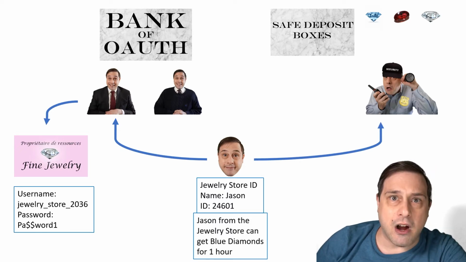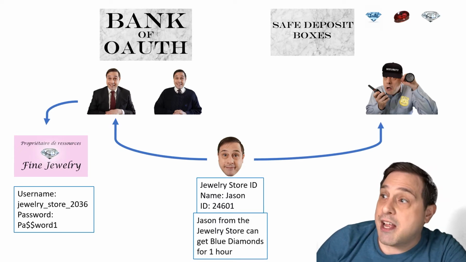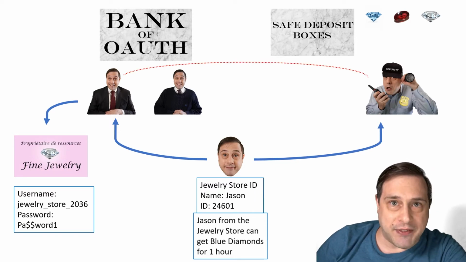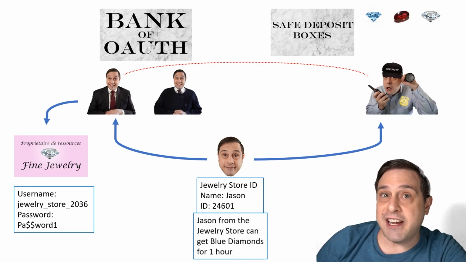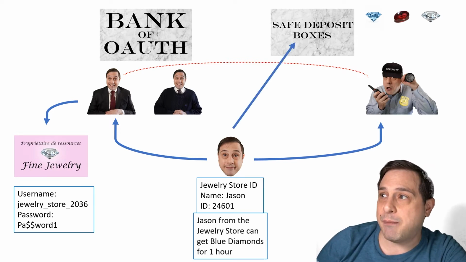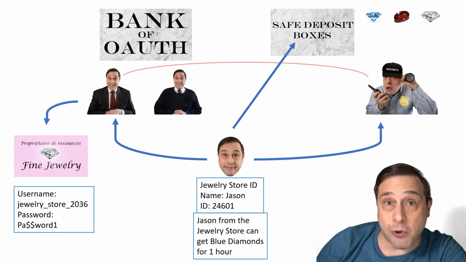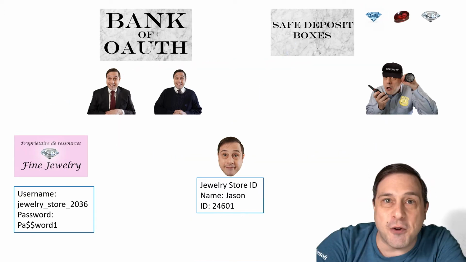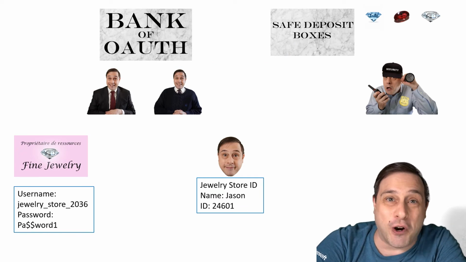Now, the security guard is always a bit suspicious. So the security guard's going to call teller number 1 and say, "Hey, did you print this ticket?" The teller will say, "Yes, I did." So the security guard will let the employee into the safe deposit box and allow the employee to only take the blue diamond. So how does this actually work in the real world?